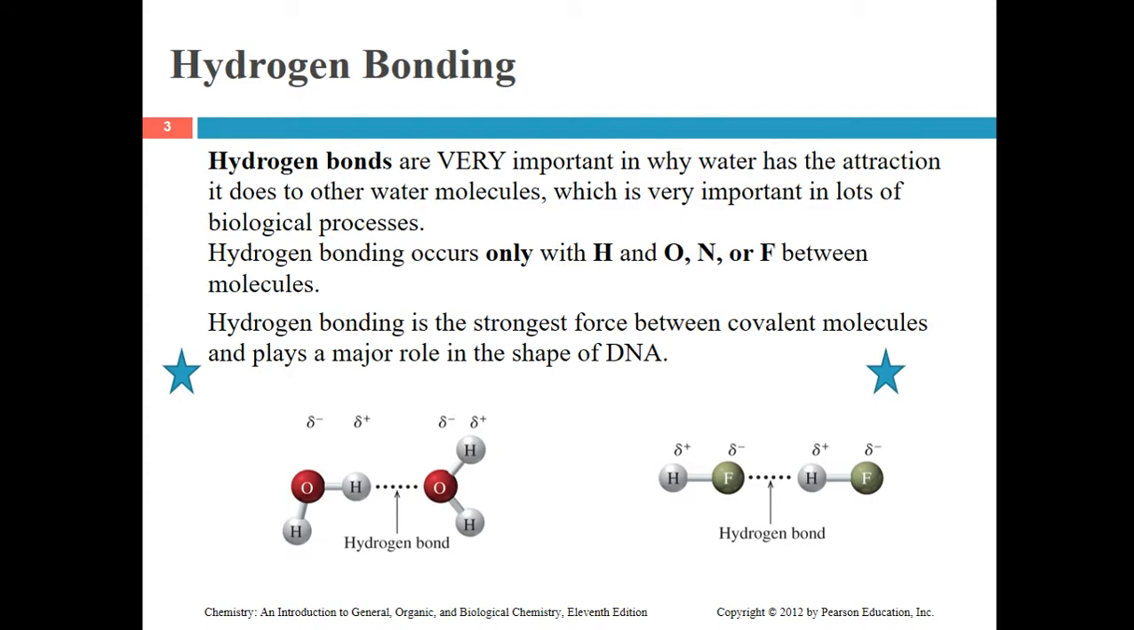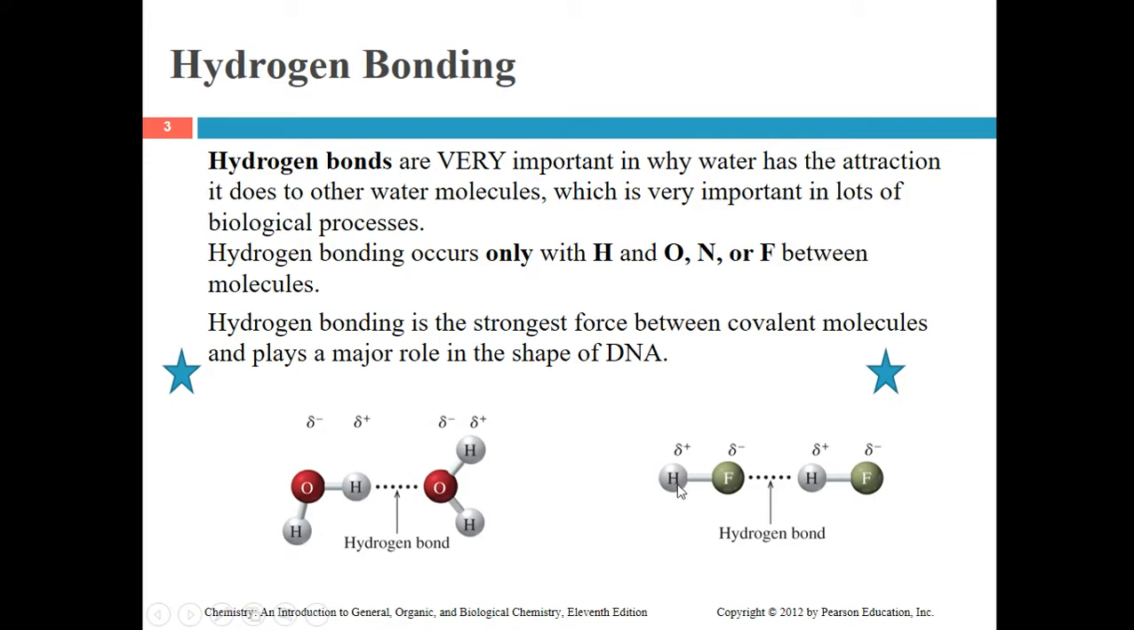So hydrogen bonding is the strongest force between covalent molecules and plays a major role in the shape of DNA. So let's look here. Remember, our hydrogen is going to be partially positive because the electron is going to be spending more time around the oxygen, which is partially negative. Because it's partially positive, not only is it bonded to the oxygen of its own water molecule, but there is an attraction to an oxygen of another water molecule. Why? Because it's negative. Positives and negatives are going to have this attraction.